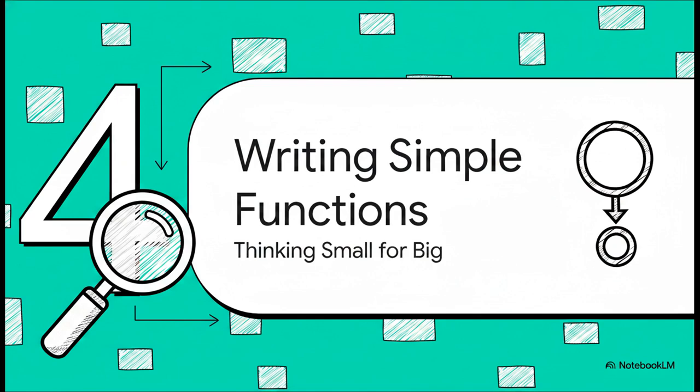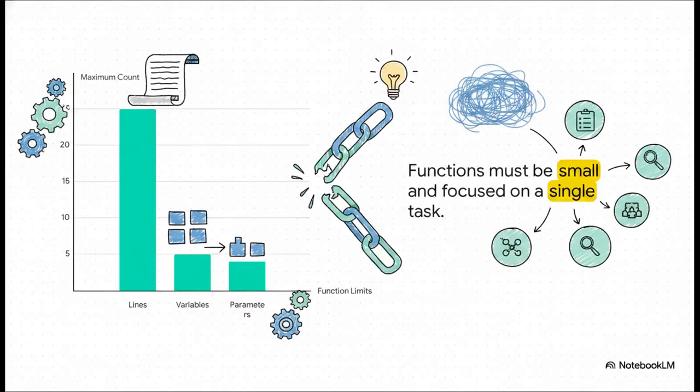All right, let's talk about functions. The norm has, let's say, a very strong opinion on them. And that opinion is, they need to be small, they need to be simple, and they need to do one thing and one thing only. I mean, just look at these limits. A function can't be more than 25 lines long. You can't declare more than 5 variables inside it, and it can't take more than 4 arguments.